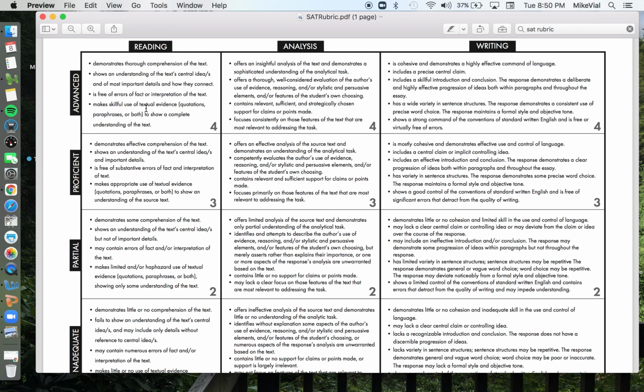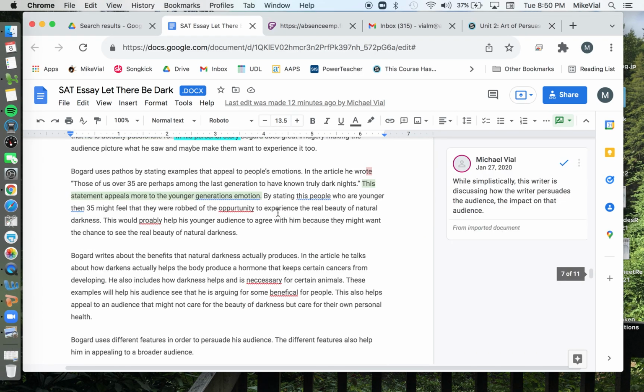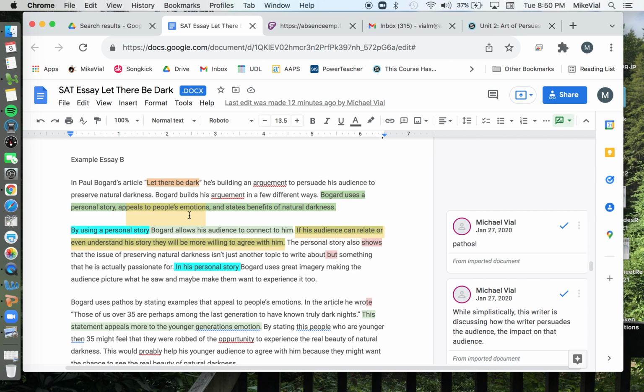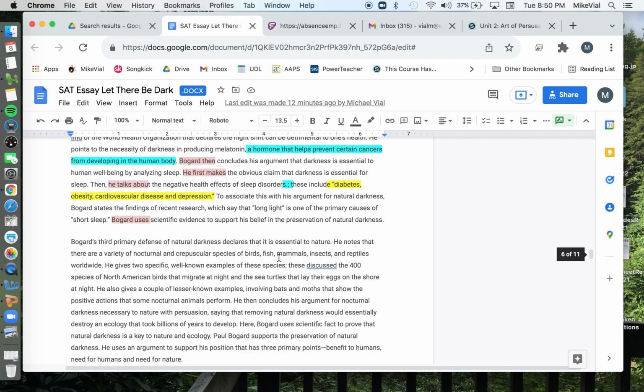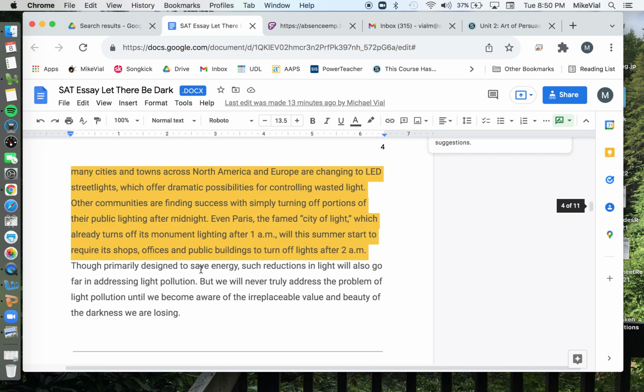It makes skillful use of textual evidence. This is where people often miss. You quote the actual prompt to prove what you're noticing. You're showing a complete understanding of the text. So when I was going through Let There Be Dark, I'm showing my 4 in my reading by understanding the main arguments. I would also be quoting key lines and key examples.